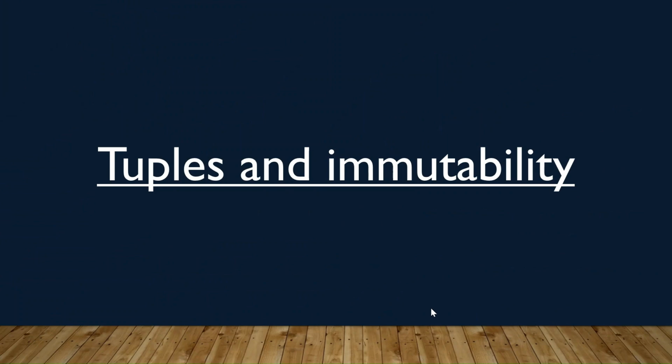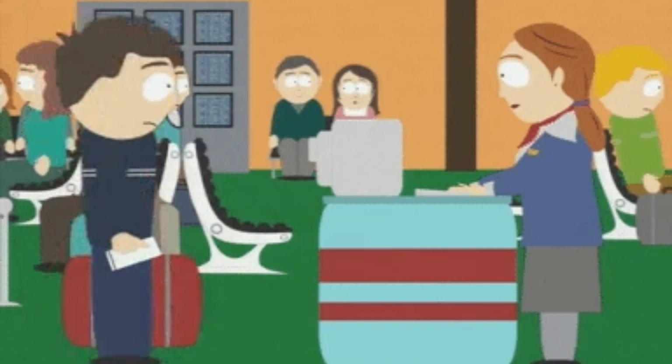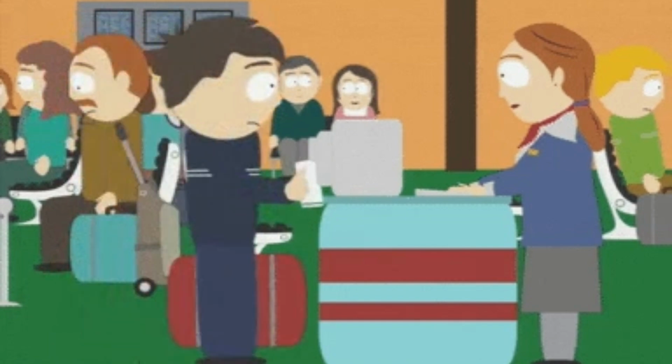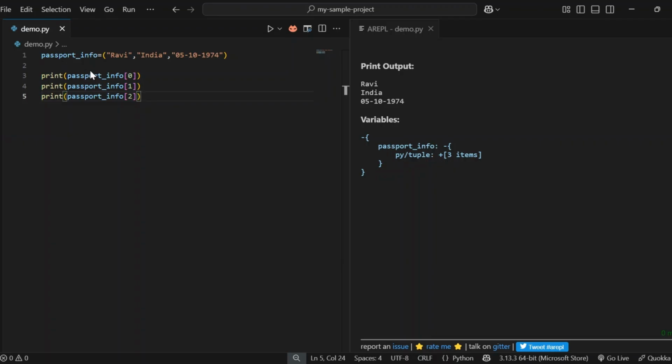Next, let's discuss tuples and immutability with an example. At the passport office, Ravi is asked to submit his personal details. Here we have stored his details in a tuple, not in a list, because these values should never change once he has submitted. Why? Because his name, his country, and his date of birth, these values are fixed. They will never change. In order to return the value from the tuple, we can use the indexing concept. That is, passport_info[0] will return Ravi, and [1] will return the value India, and [2] will return the date of birth.